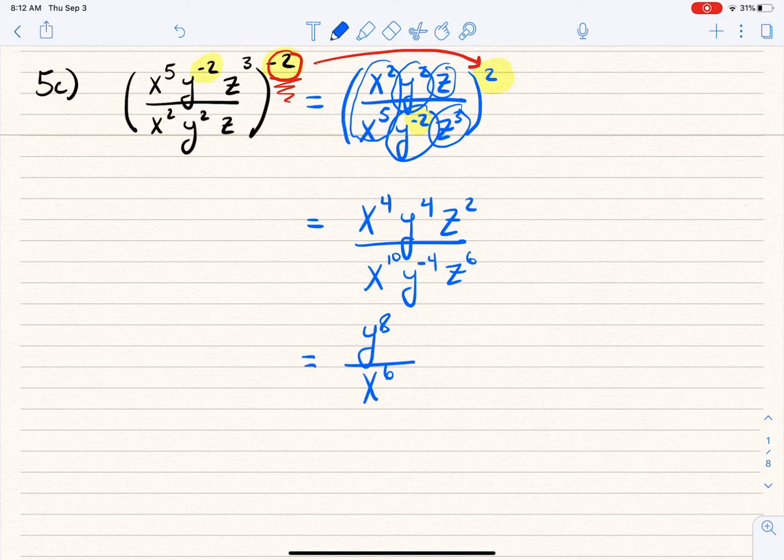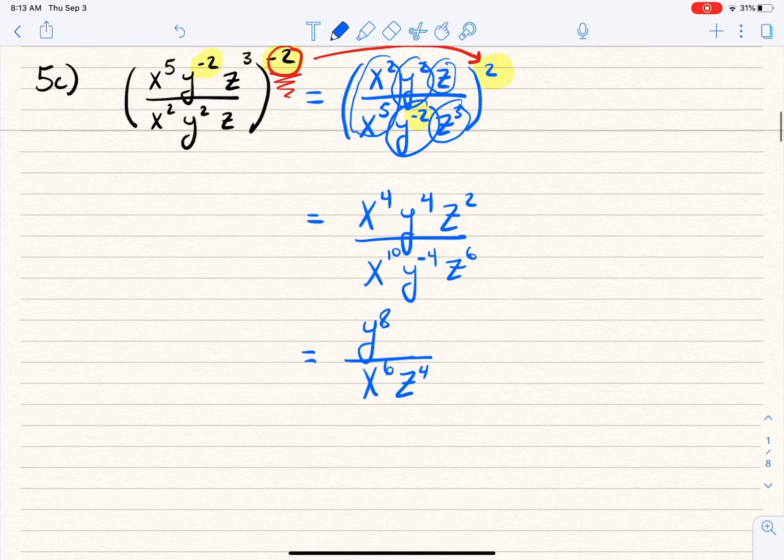And then we look and we have z squared over z to the 6th. And that would leave me with z to the 4th in the bottom. All right, so that is the final answer. Sorry about that. We should have y to the 8th over x to the 6th is z to the 4th. I forgot about that outside exponent there for just a second.